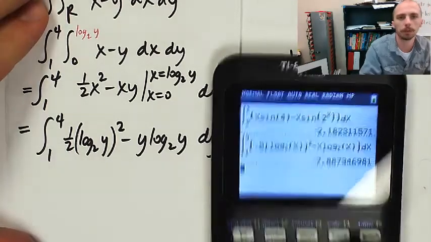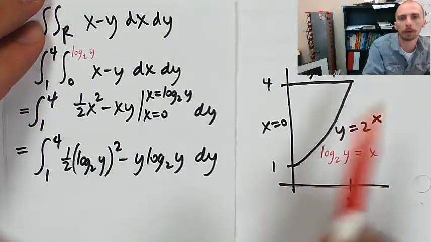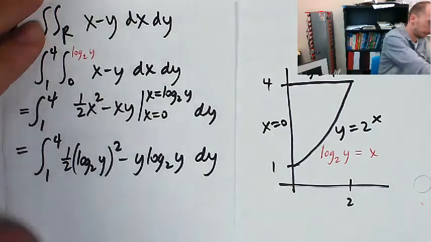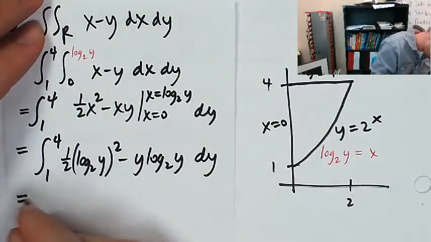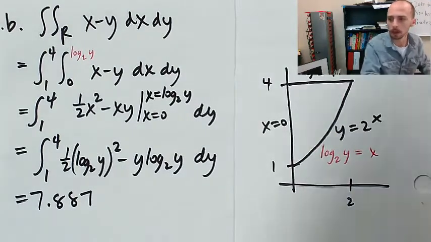7.887. Okay, that also seems believable because over here, x minus y, for the most part, y is bigger than x in this region. Okay, so negative 7.887. Okay, that's all I got.